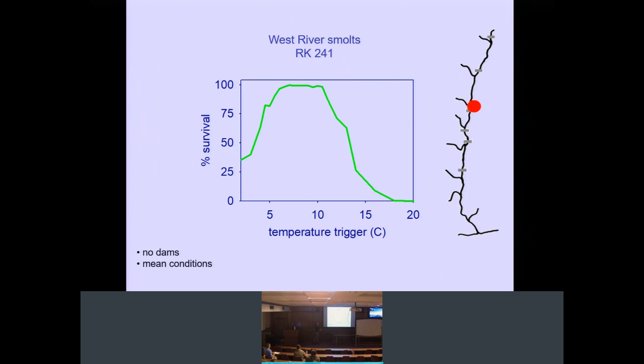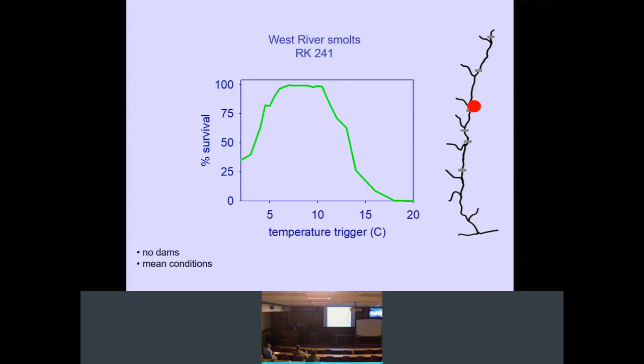I've got this cartoon of the river over here. I'm showing you results from the West River smolts at river kilometer 241. On the x-axis is the temperature trigger, the cue that in an individual simulation the fish are using to leave their tributary. The y-axis is percent survival. This is a no-dam system. It's a simulation, right? So we can just take out the dams. And this is mean conditions for all 10 years.